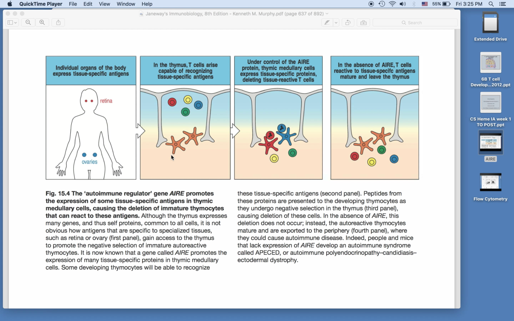Well, we have cells in the thymus called thymic epithelial cells. And these thymic epithelial cells present a bunch of antigens. They actually present just about every single antigen that we have throughout our body.